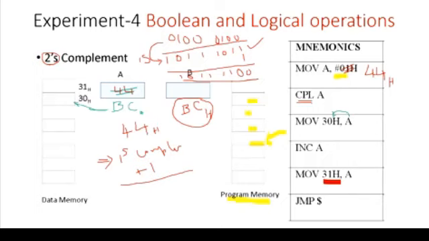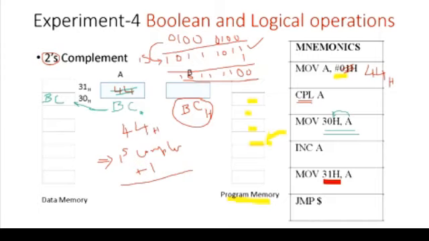So now this location will have BC. So BC will go there. Okay, so because of this instruction, the content of accumulator is moved to 30H location. This is a direct addressing mode because we are using the direct address of the location.